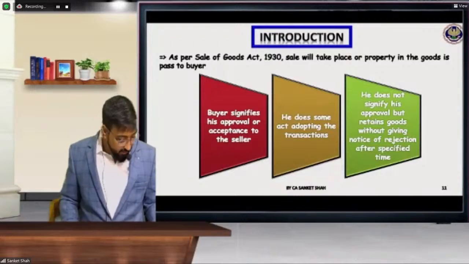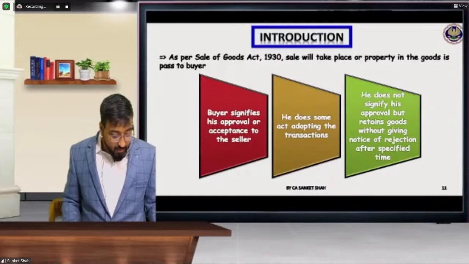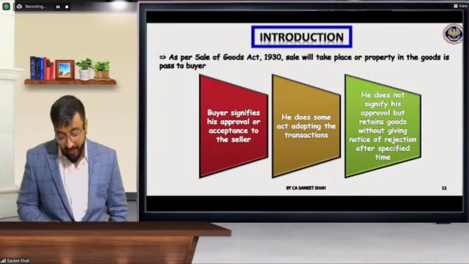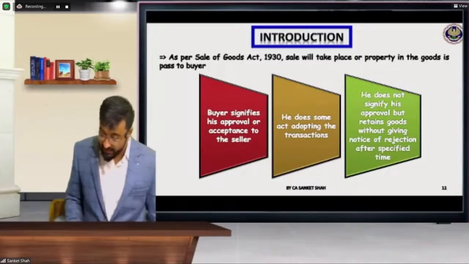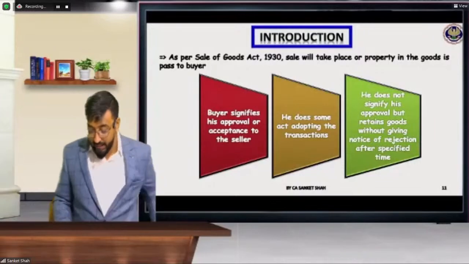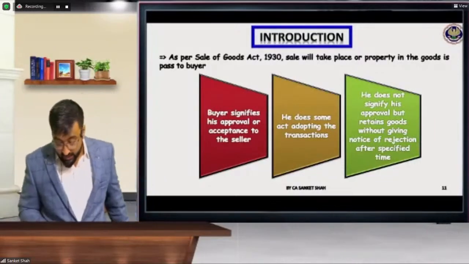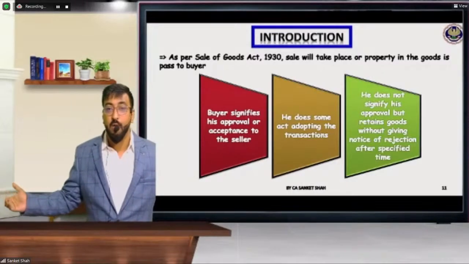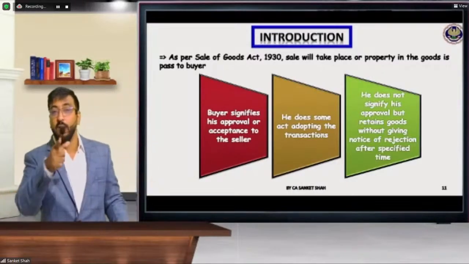It's very simple. So either accepting goods, that is, his acceptance we received, or he does some act adopting the transaction. He does not signify his approval, but retains these goods without giving notice of rejection, sir. Very simple. Understood? Yes or no, say it in the comment section.